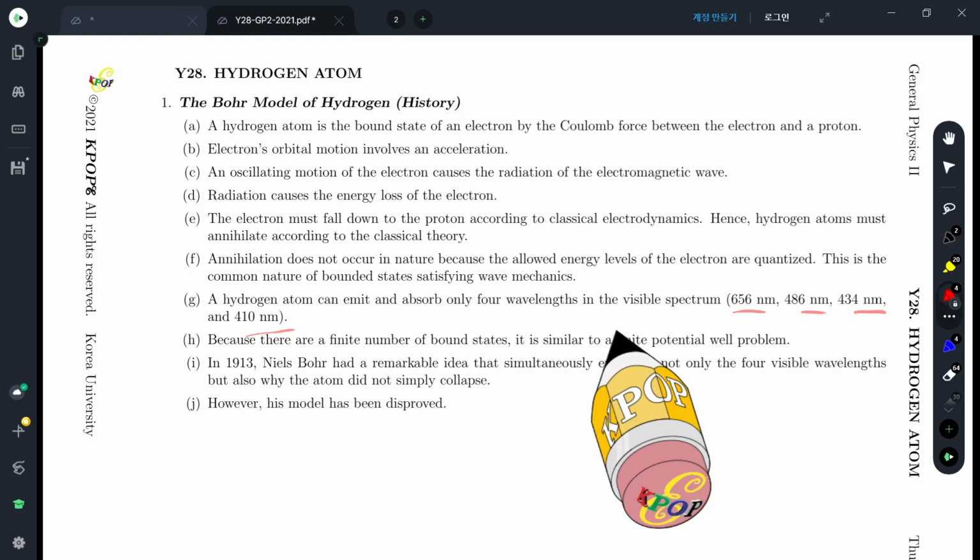But because we do not have enough ability to attack the quantum mechanical problem for the hydrogen atom, it is too complicated for undergraduate students to solve. So we first look at the model of Niels Bohr.